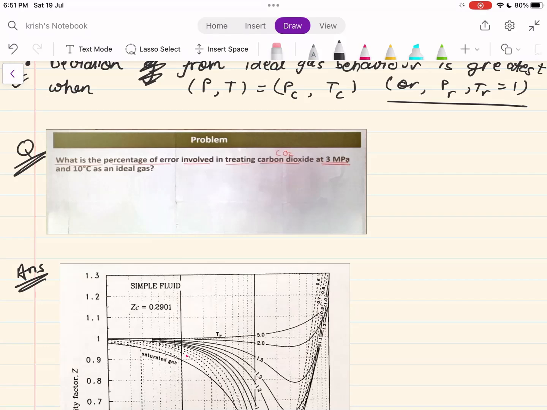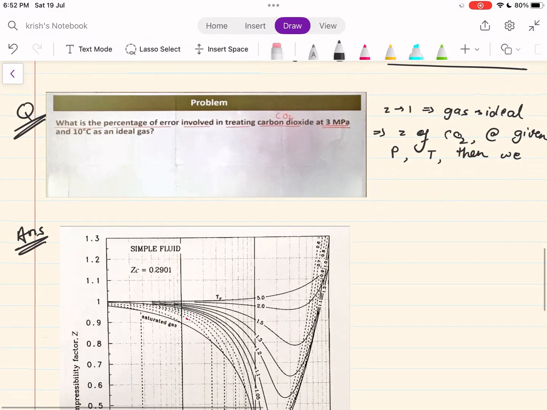If we think about it, the closer Z is to 1, the closer the gas is to ideal behavior. So if we are able to find Z of CO2 at the given pressure and temperature, then we can relate it somewhere to the error in treating the gas as ideal, right? Then we can find the error, right?